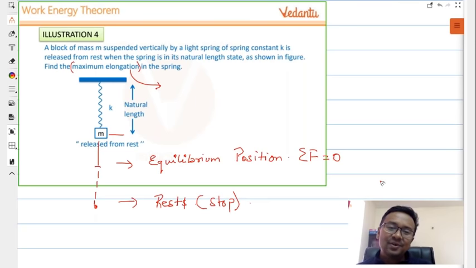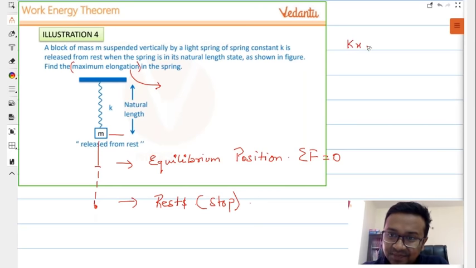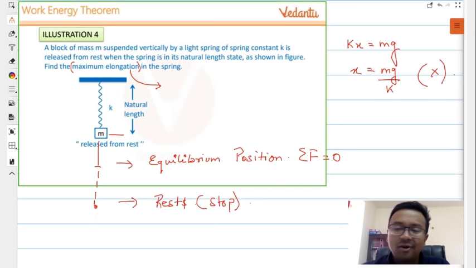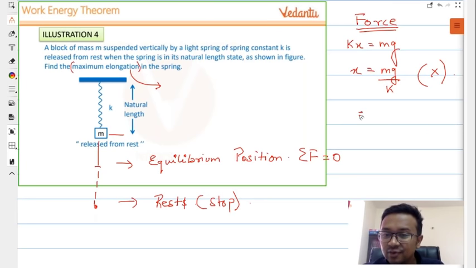During that time, I have seen a lot of times that for maximum elongation students calculate it as kx equals mg. That's why x is equal to mg by k. Students, this is absolutely wrong. When we equate the forces, that is not true. Rather, we'll have to equate the energy to solve this maximum elongation.